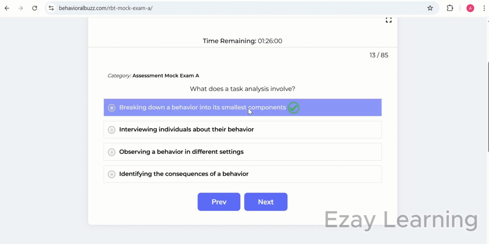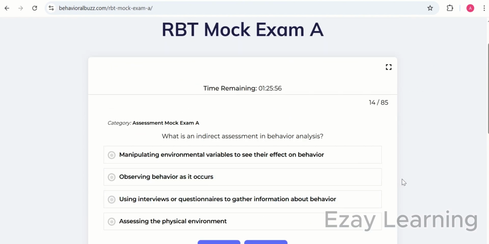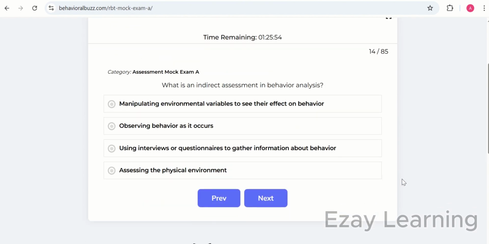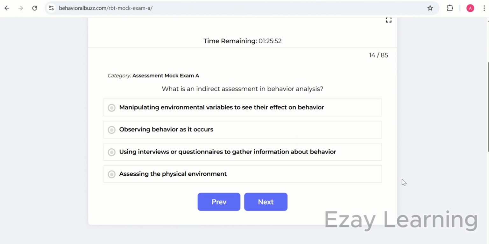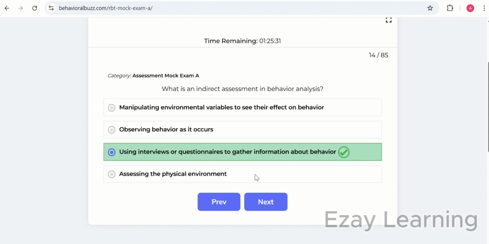Again, breaking down a behavior into its smaller components. What is an indirect assessment in behavior analysis? Indirect assessment is when you are not gathering the information or data directly from the client, but you are getting it from other resources, using interviews or questionnaires to gather information about behavior.